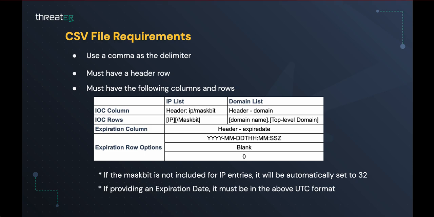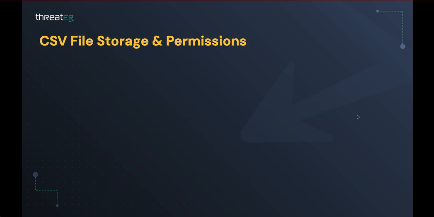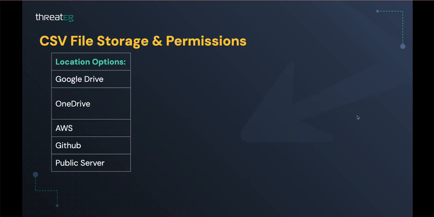The header should be expire date, 1 word. If providing an expiration for an entry, the date needs to be in the UTC format shown here. If there is no expiration date, the cell can remain blank or set to 0. Once you have the file in the correct format, you want to store this file in one of the following locations: Google Drive, OneDrive, AWS, GitHub, or public server.